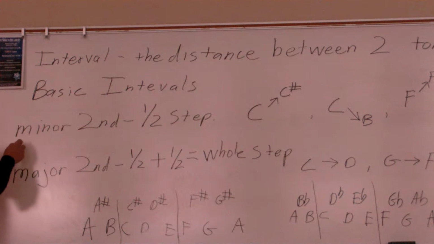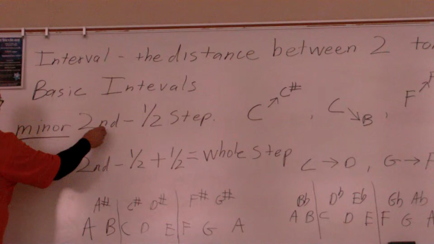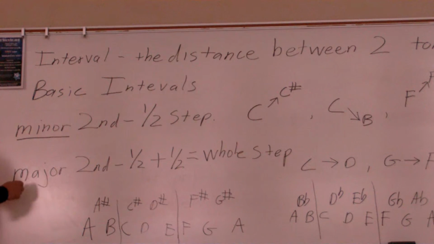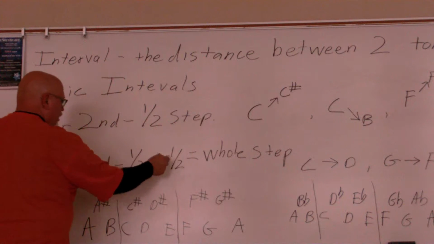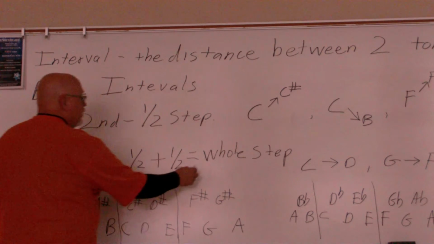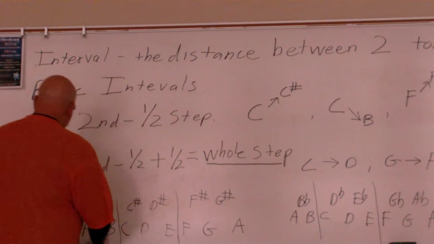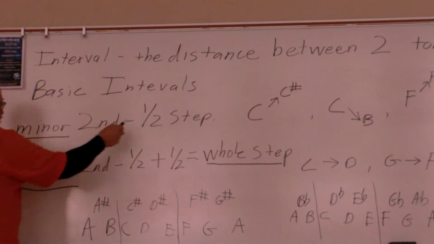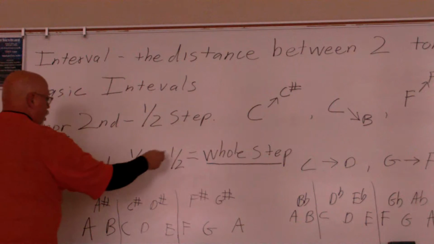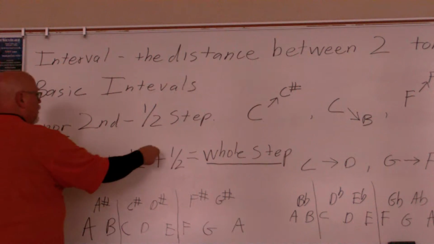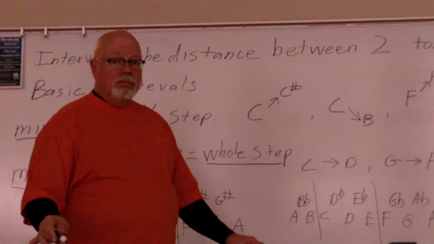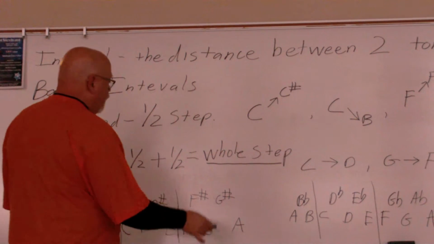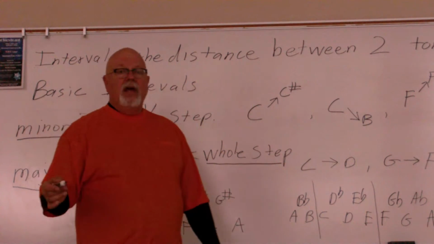Now, look at this. A minor interval, minor second, is a half step. If we talk about a major second, that is simply a half step, A to A sharp, plus another half step, A sharp to B. That's a whole step. That's a major second. Minor second's a half step. A major second is a whole step, and we get that by adding one half step plus one half step. You don't need to know anything else about intervals, because it's way too confusing for non-musicians. Even musicians themselves get this mixed up.